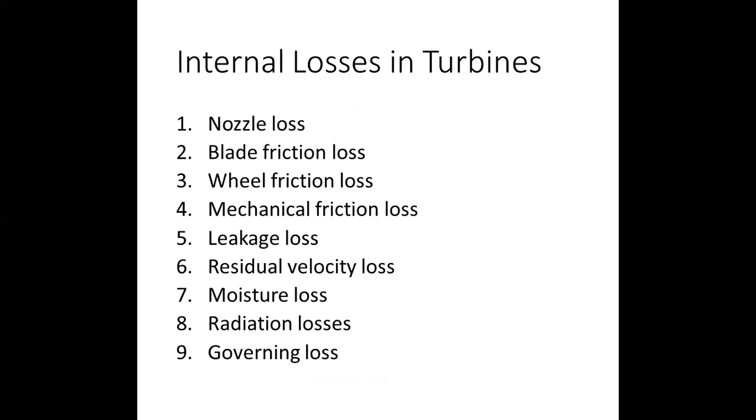Internal losses in turbines. An ideal turbine will do the work equivalent to the isentropic enthalpy or heat drop of the steam used in the turbine. But in actual practice, the work done by the turbine is much less than the isentropic heat drop of the steam used. There are several factors which affect the performance of a steam turbine. All these factors, which reduce the output of the turbine, are known as internal losses.